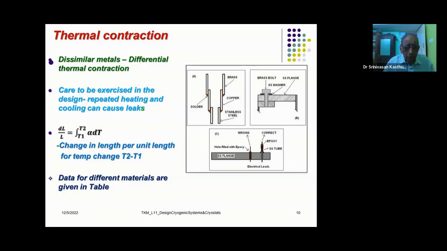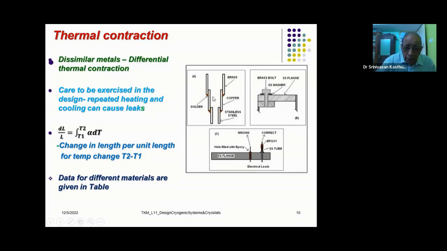Thermal contraction happens in all materials, but when you combine different materials, thermal contraction should be such that the material which goes innermost should have lower thermal contraction compared to the material which is on the upper side. For example, here we see a joint of stainless steel with the copper and then brass. Copper has a larger thermal contraction compared to stainless steel, and brass has a larger thermal contraction compared to copper.